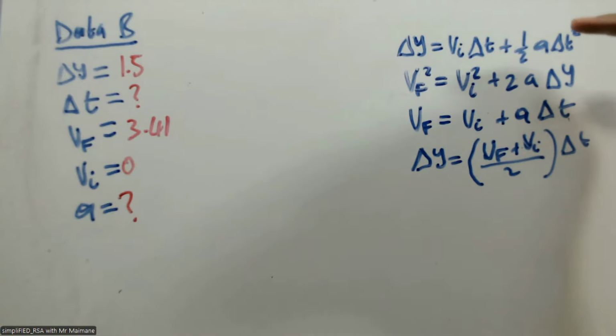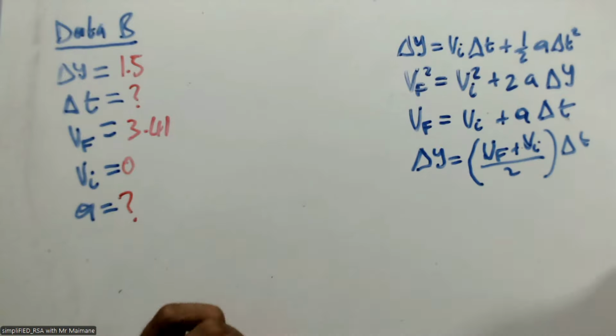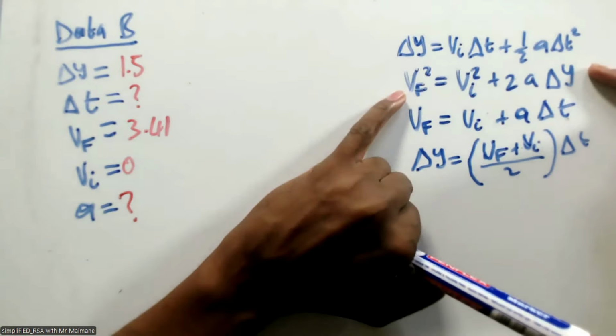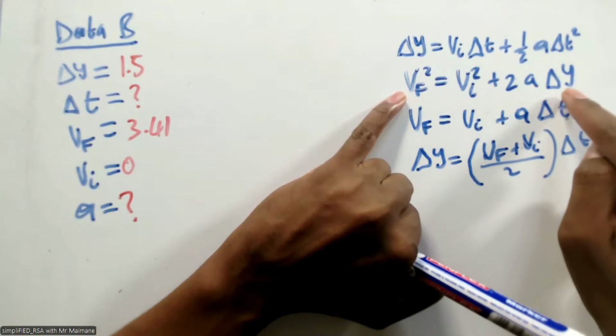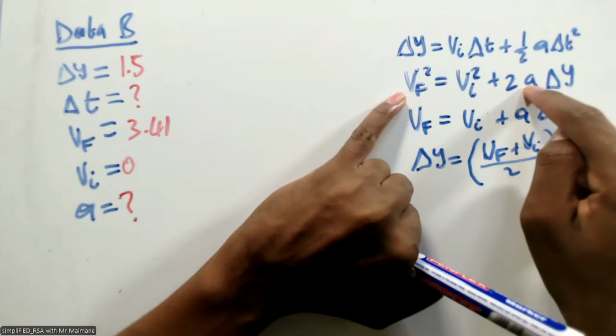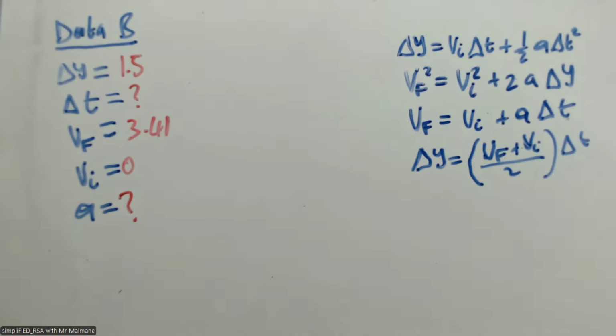And from our choice of equations here, we can tell that the best equation to use is the second one, because we have the final velocity, we have the initial velocity, and we have the change in y. We just have to get the acceleration. Now, let's go.